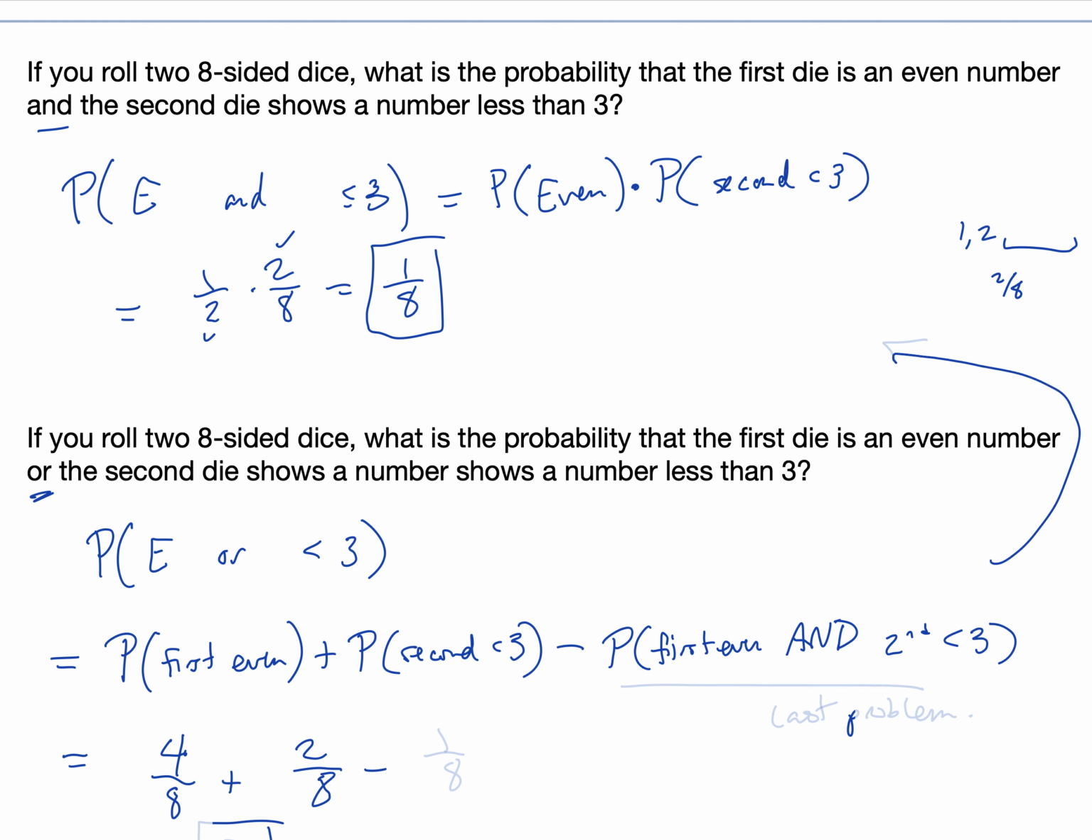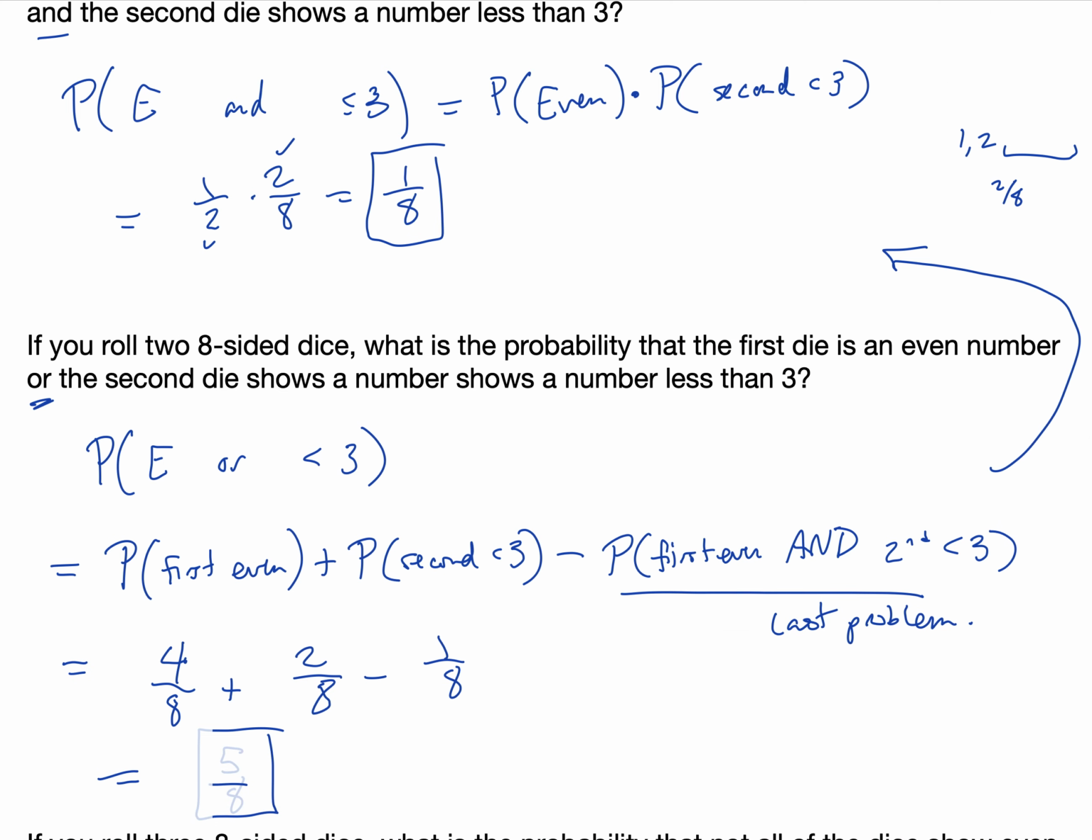That is what we already calculated up here. So this is 1/8. This we already calculated in the last problem. And so when we add and subtract those fractions, 4 out of 8 plus 2 out of 8, 6 out of 8 minus 1 out of 8, we get 5 out of 8 as our final answer.